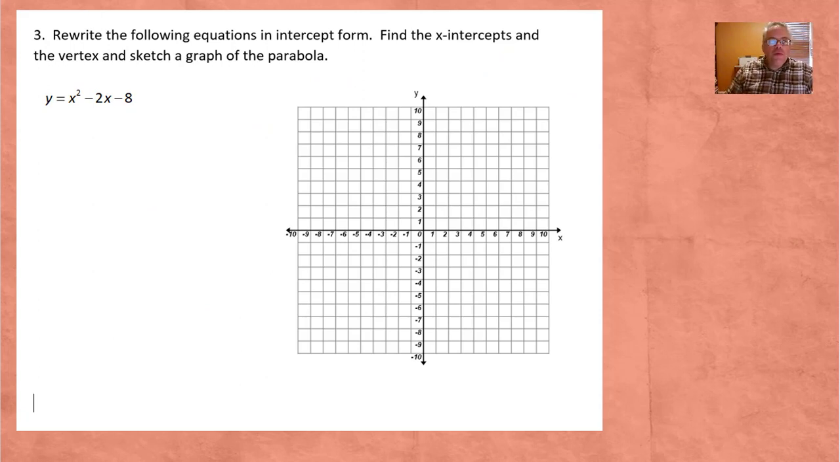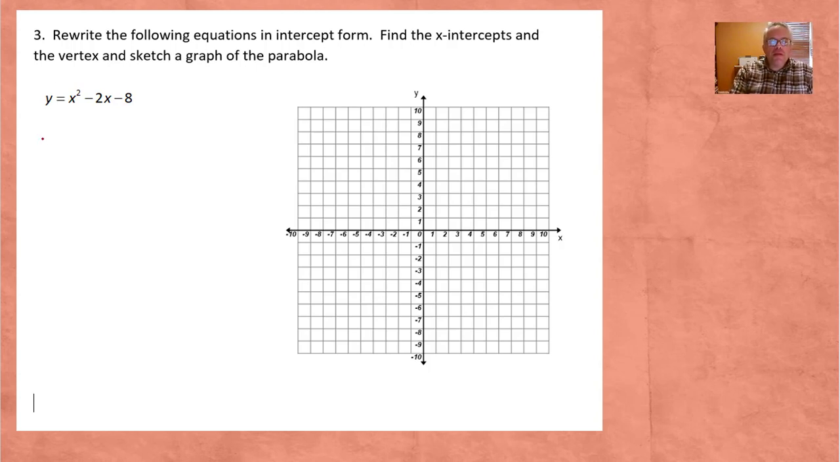So I want you to be able to do the assignment we have posted in Google Classroom. It ends with some examples like this. We're going to put it in intercept form. We're going to find the intercepts and the vertex and then sketch a graph. So it's kind of putting things together.